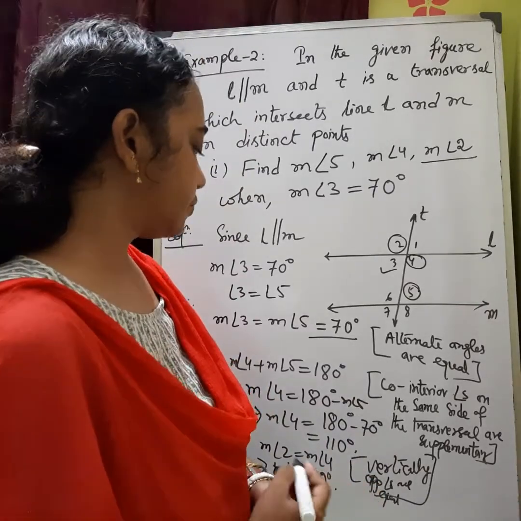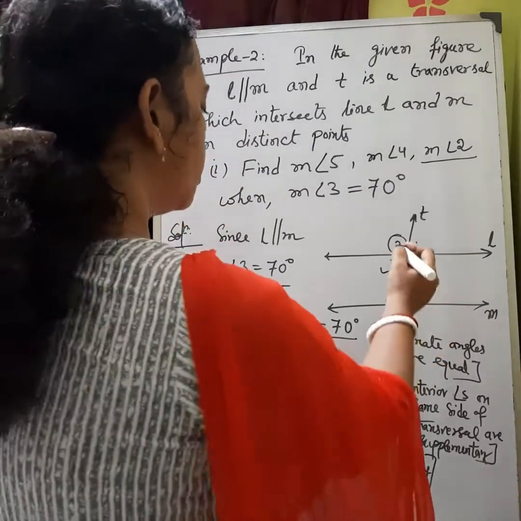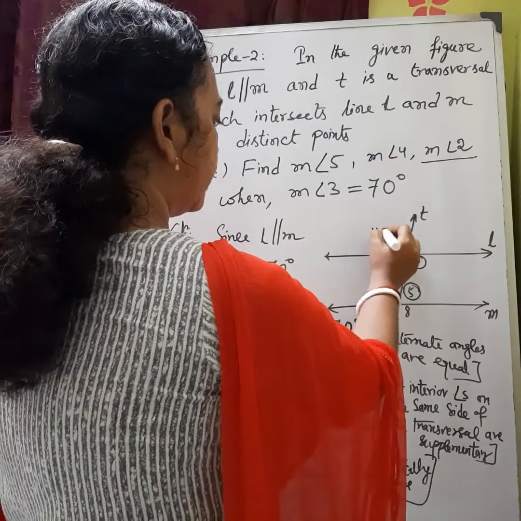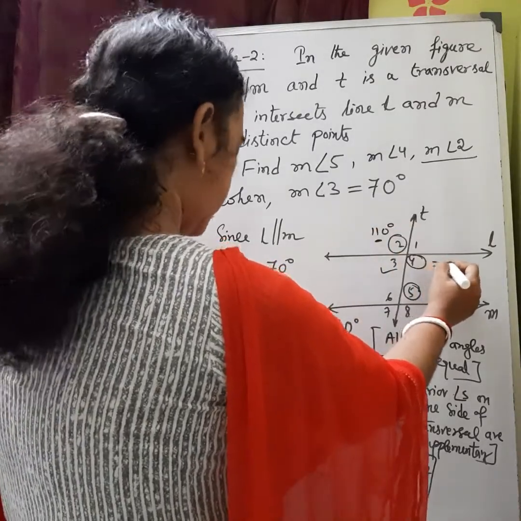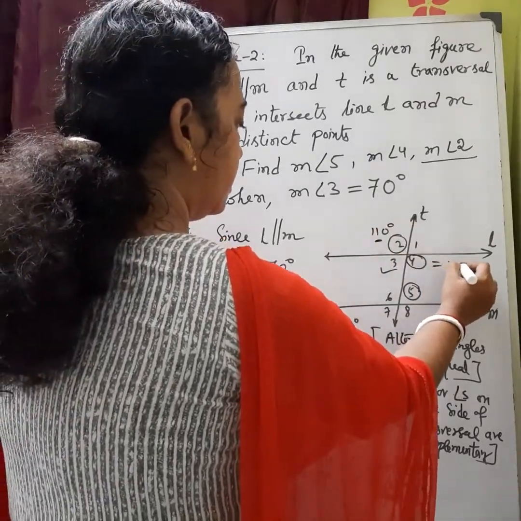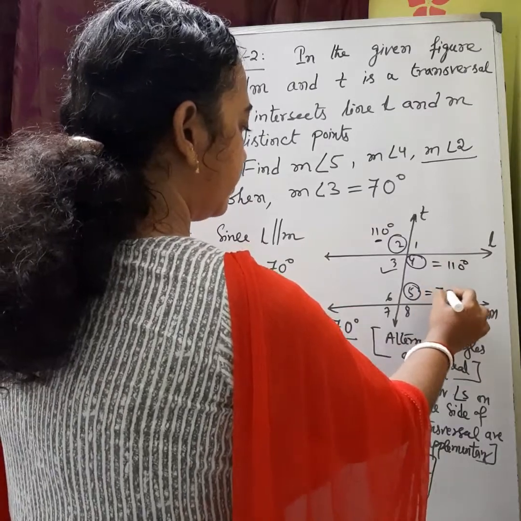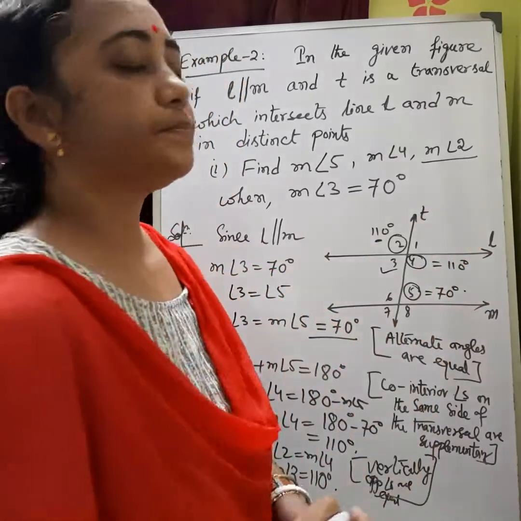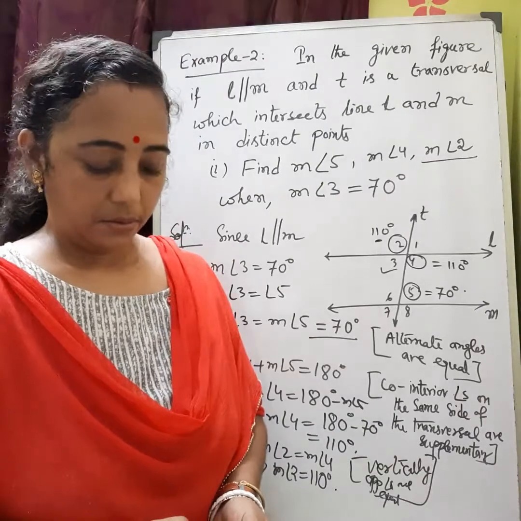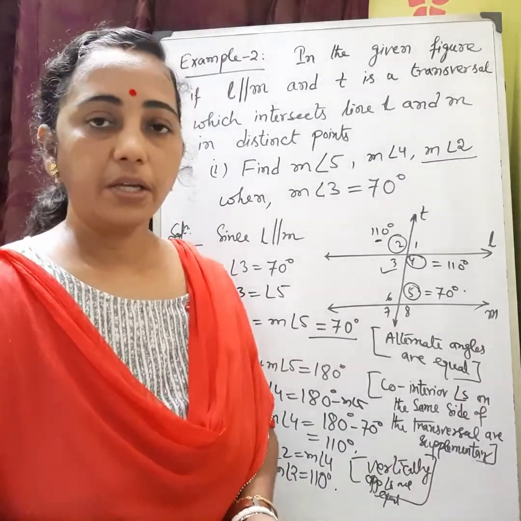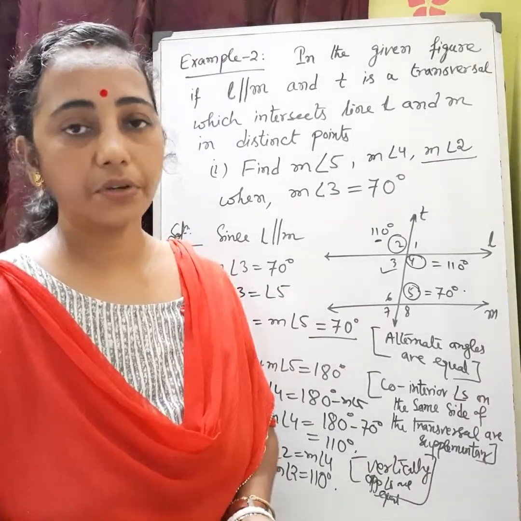So these are the values we are getting. The measure of angle 2 is 110 degrees, angle 4 is 110 degrees, and angle 5 is 70 degrees. In this way, you try some questions which are given in your book.